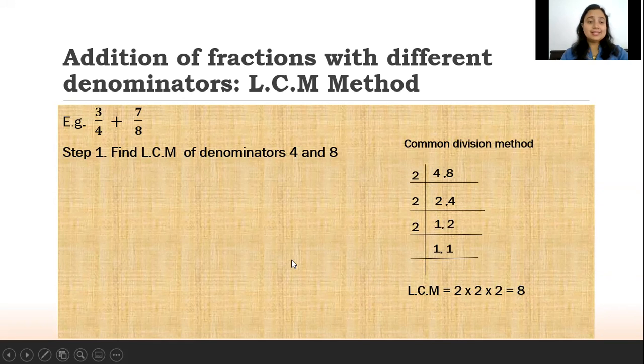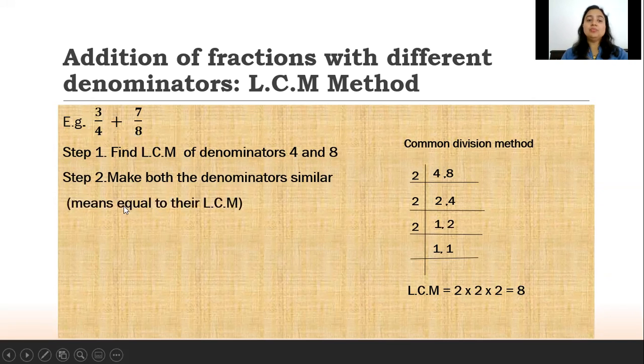So what is the next step? The next step is to make both the denominators similar. Here 4 and 8, we have to make them similar, which means we have to make them equal to their LCM. Right? We can see that this fraction has the denominator equal to the LCM. So we will not do any change, any calculation in this right now. We will try to change this fraction.